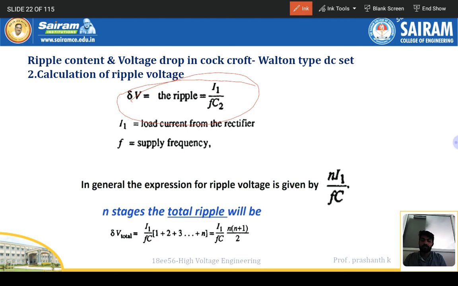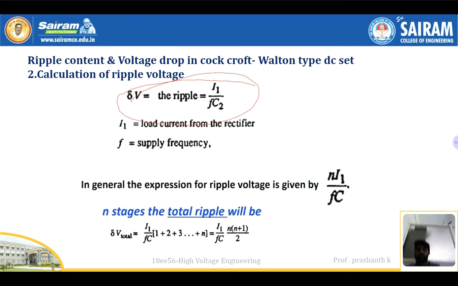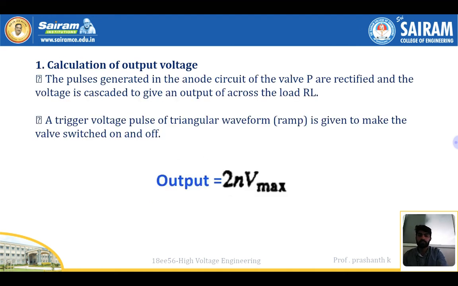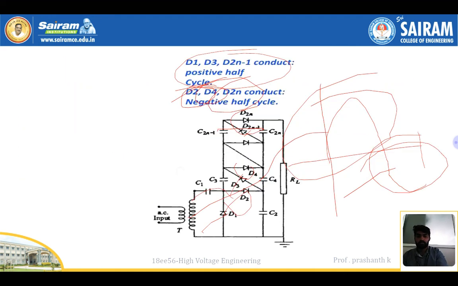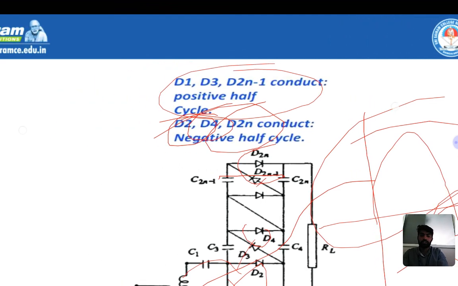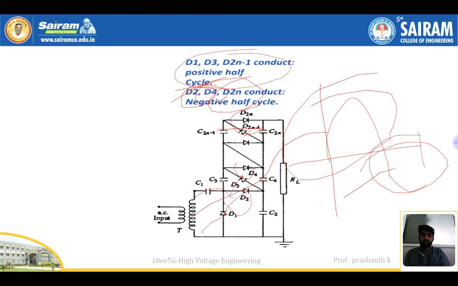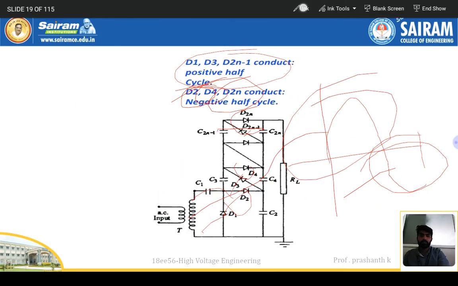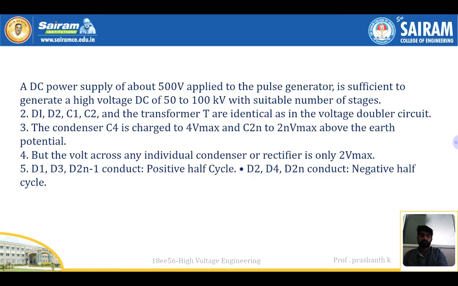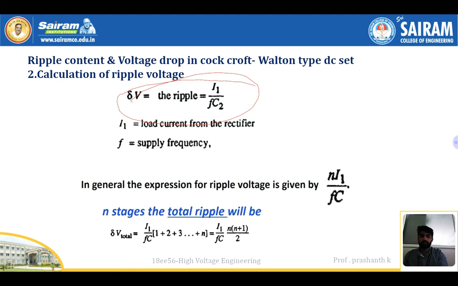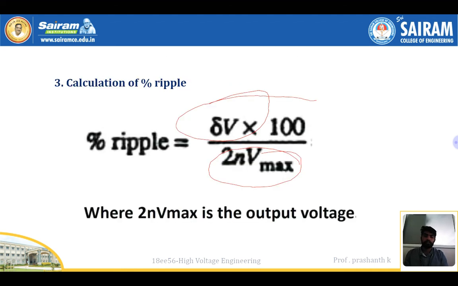If there are n number of stages, don't confuse stage in this sense. Stage means the number of stages: 1, 2, 3, third stage. This stage, and this stage, and then this stage. So we substituted that over here, and we got the percentage ripple as delta V into 100 divided by 2n Vmax.